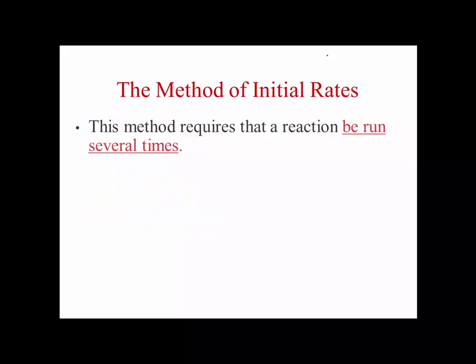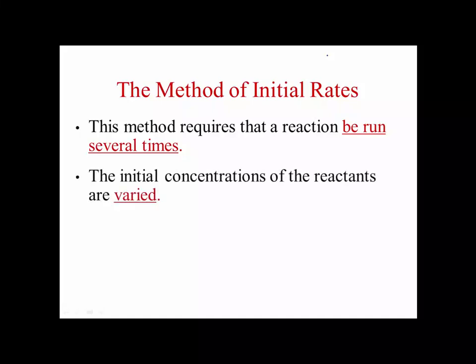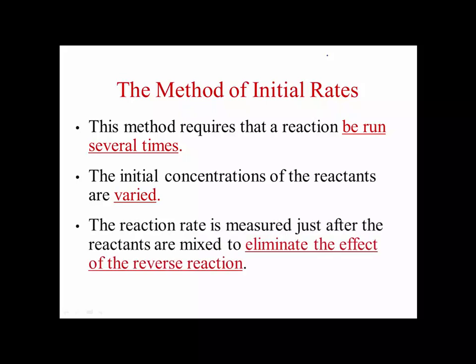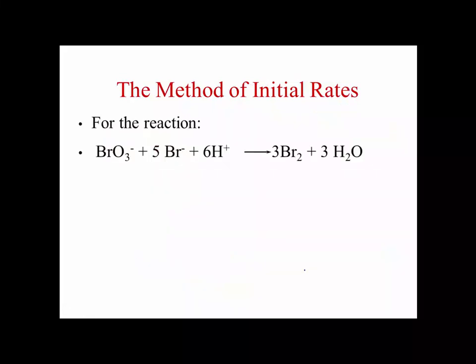So your method of initial rates has you run an experiment several times, take initial concentrations and then vary them, and you want to make sure that you measure your rate just after the reactants are mixed. That's why it's called the initial rate, so that you don't get the reverse reaction kicking in and giving you complications. So that's why it's called method of initial rates. The change in rate happens pretty quickly after you add the reactants.